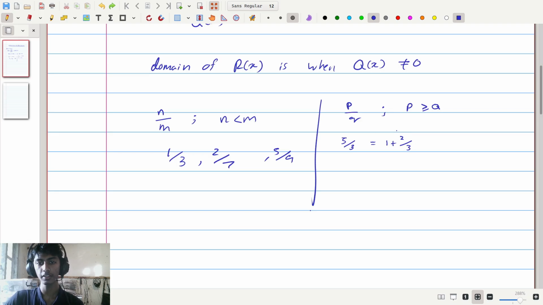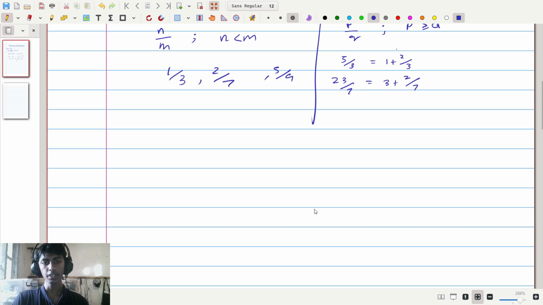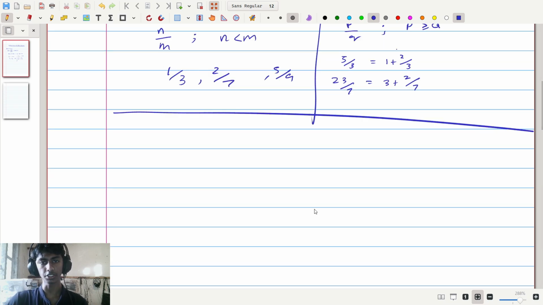Similarly, if we take any other fraction, let's say 23 divided by 7. 23 can be written as 21 plus 2. 21 is a multiple of 7, so we can write this as 3 plus, and then we're left with 2 divided by 7. Again, any improper fraction can be decomposed into a whole part plus a proper fraction. Similarly, when we talk about functions, what we mean by an improper and proper rational function is this.